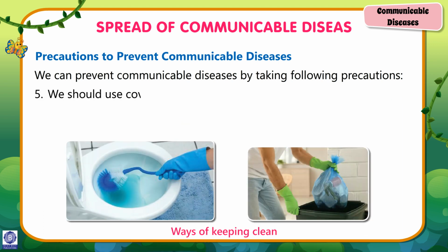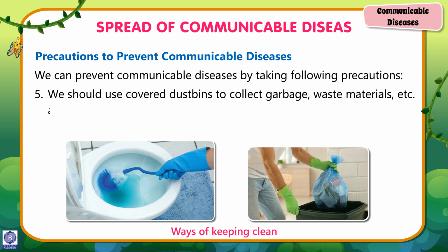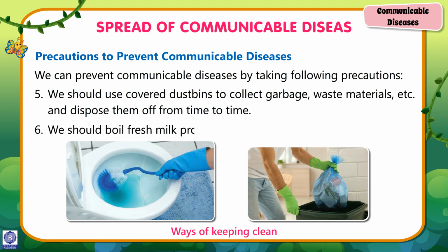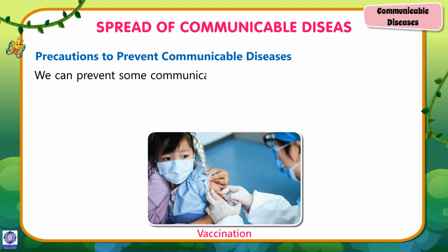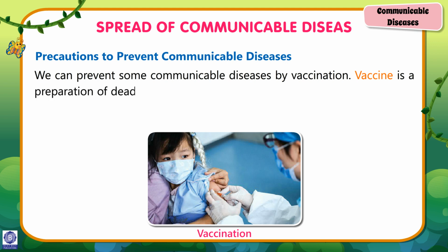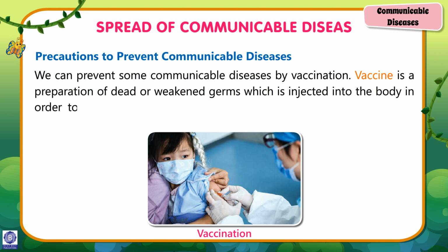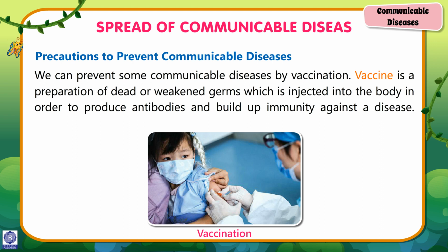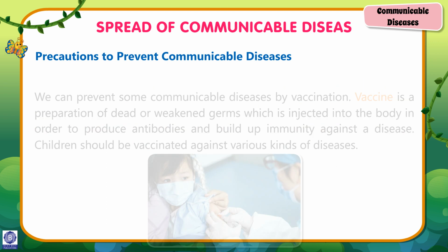Number 5. We should use covered dustbins to collect garbage, waste materials, etc. and dispose of them from time to time. We should boil fresh milk properly to kill the bacteria present in it. We can prevent some communicable diseases by vaccine. Vaccine is a preparation of dead or weakened germs which is injected into the body in order to produce antibodies and build up immunity against a disease. Children should be vaccinated against various kinds of diseases.